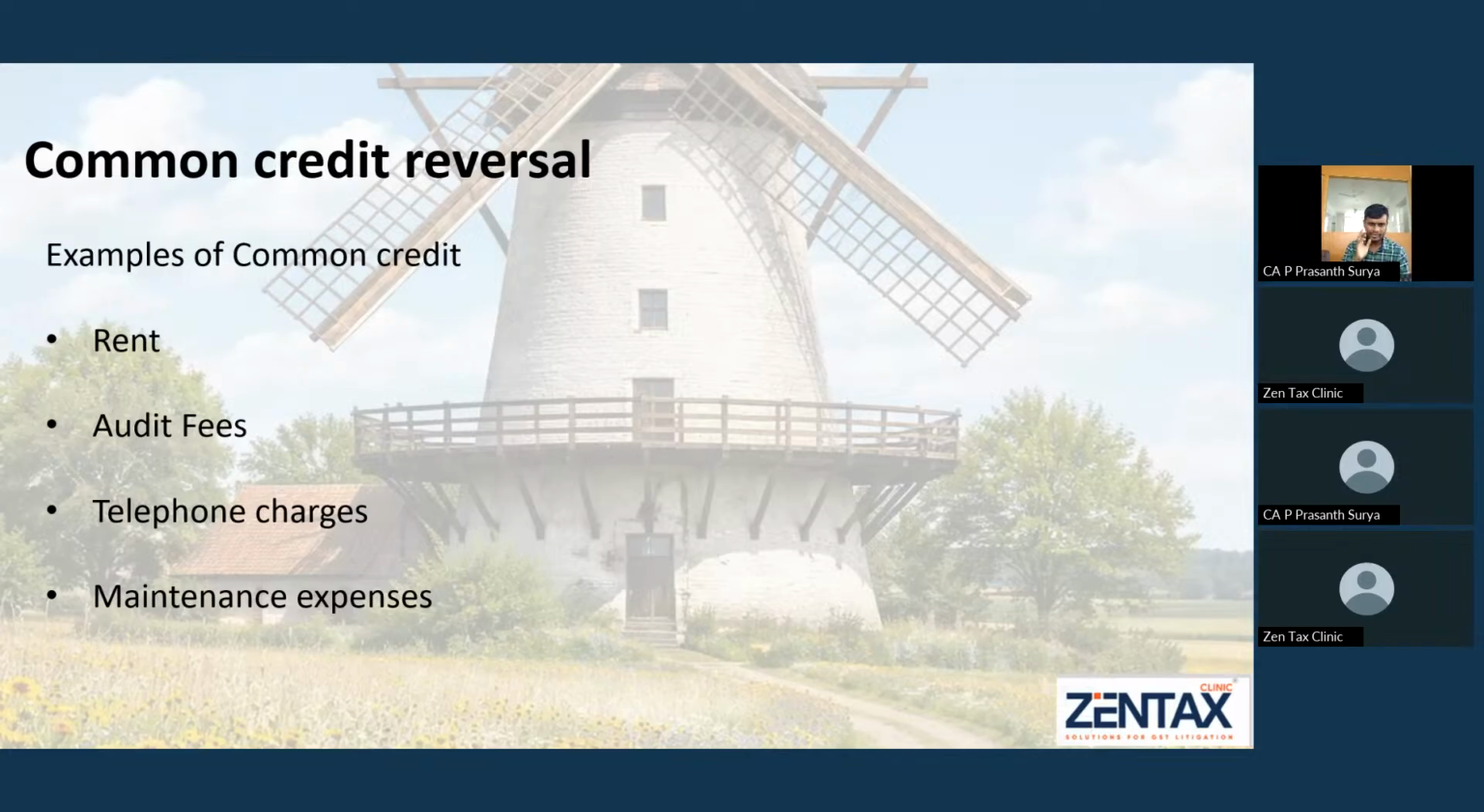Telephone charges will also be very common. Maintenance expenses, building maintenance expenses, it might be vehicle maintenance expenses. So for eligible vehicle maintenance expenses, in that vehicle itself you would have done taxable supply also or exempt supply also. So in that scenario, please take note of what are all the expenses that are in exempt supplies. With that expense, you do a proportionate ITC reversal and then do common credit reversal in GSTR 3B every month.